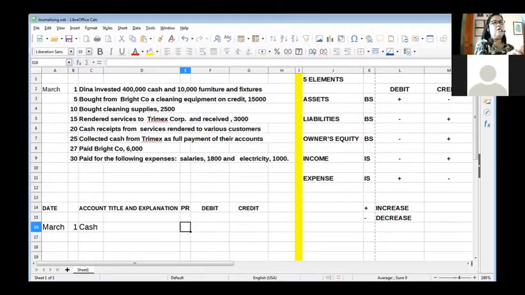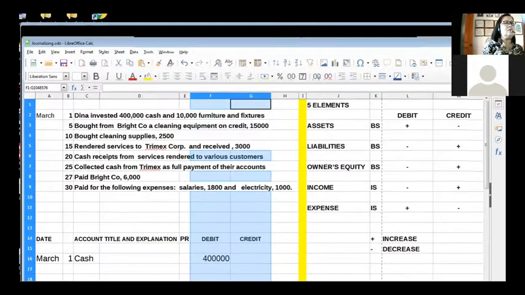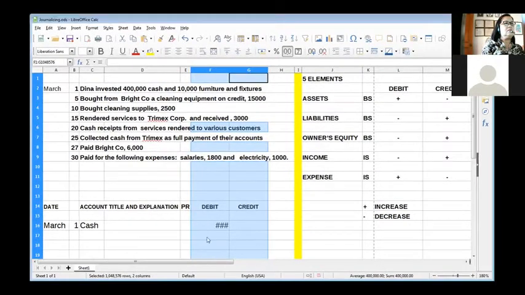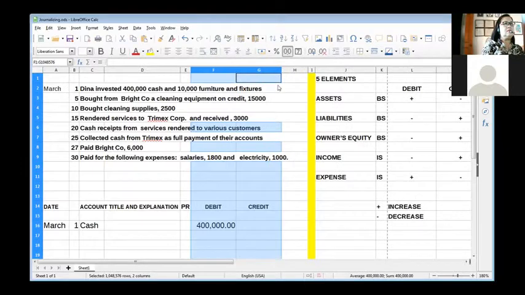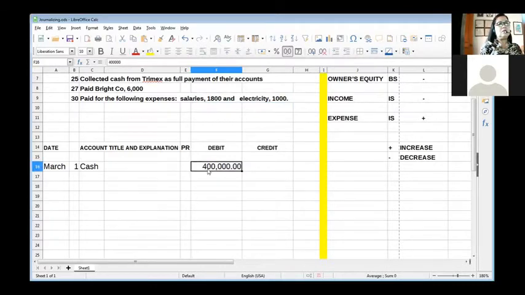in the amount of 400,000. Okay, so lagyan natin ito ng kuma para maganda. So, nagkaroon siya ng 400,000 na cash. So, debit siya. Kasi, nadagdagan ang company, nagkaroon ng cash. Nadagdagan ng asset ang company. So, therefore, dapat mo siyang ilagay sa debit.